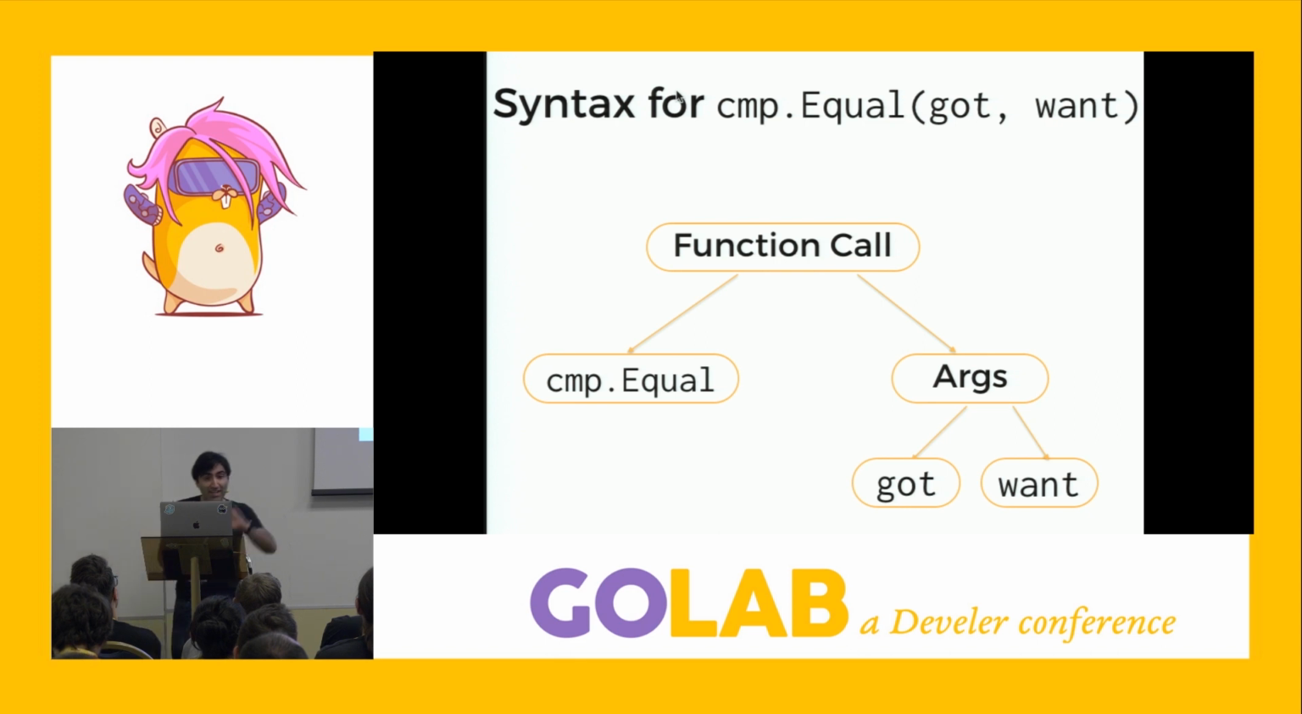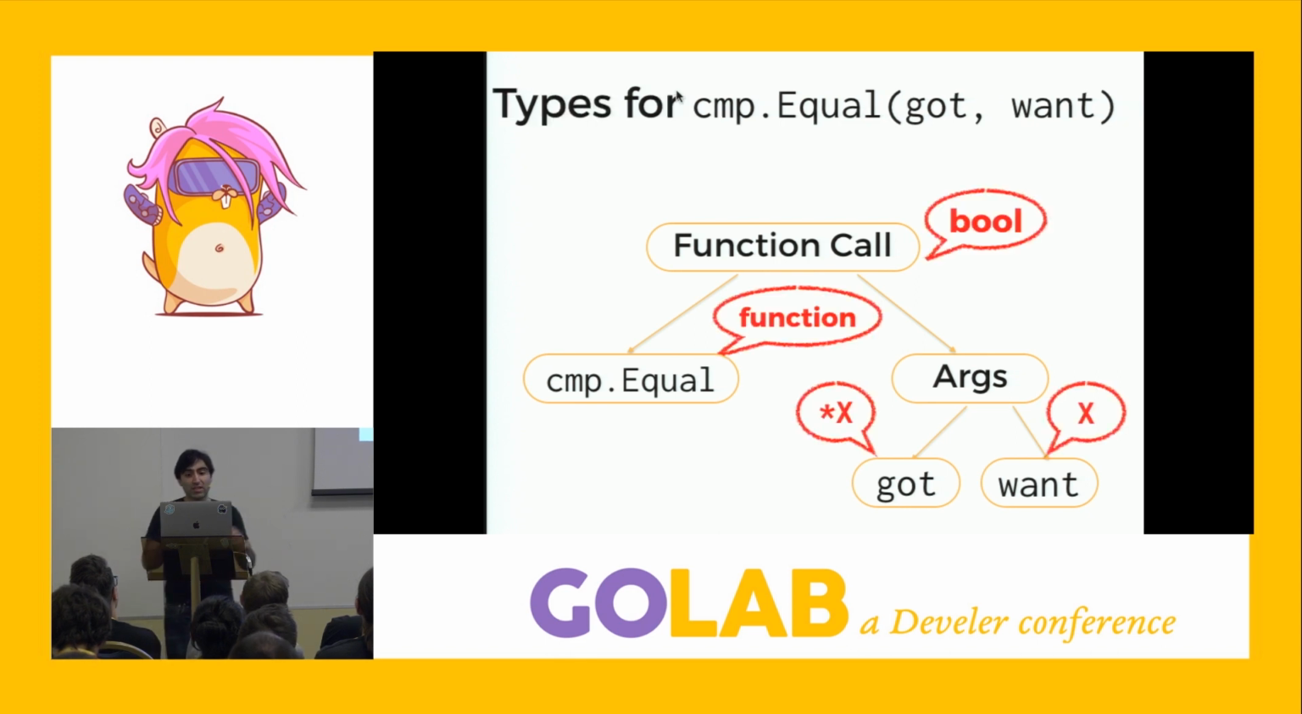The types are annotations on the syntax. We have code called a type checker, and what that does is it examines the syntax and says, oh, this function call, which corresponds to all of cmp.Equal(got, want), evaluates to a boolean, because that's the return type of the function. And we know that cmp.Equal is a function, so it has a function type. And we know that got is a pointer to X and want is an X, because the type checker examined the code and knows the types of those variables. This is really useful for us in writing our analyzer.